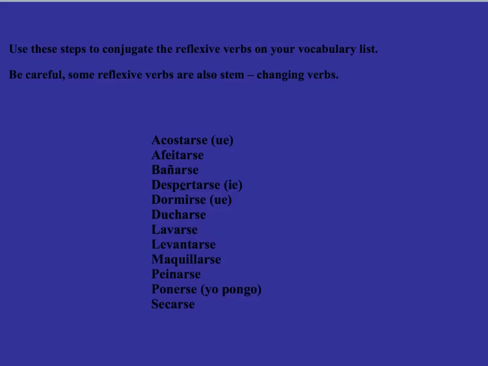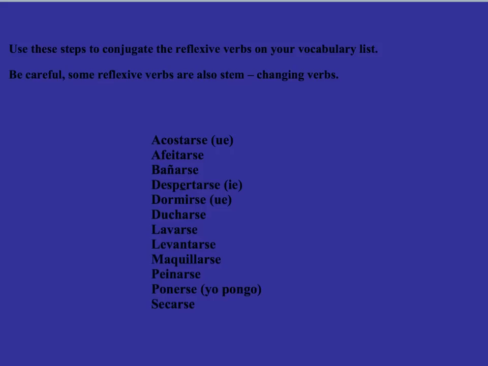You still have to be careful that some verbs are also stem changers. For example, acostarse is an O to UE stem changer. Despertarse is E to IE. Dormirse, O to UE. And ponerse, remember the yo form of poner in present tense is pongo. Again, the se comes off the end of each of these verbs.